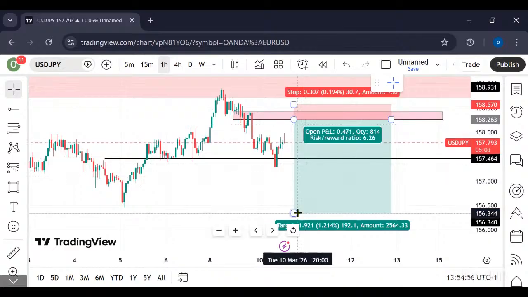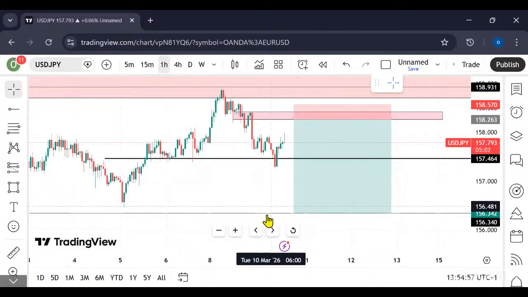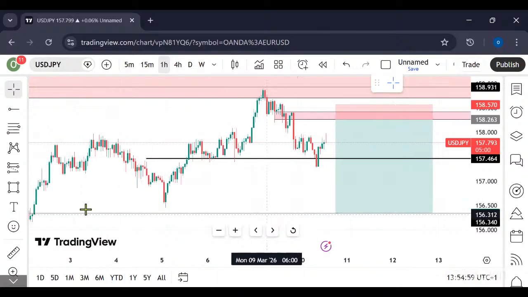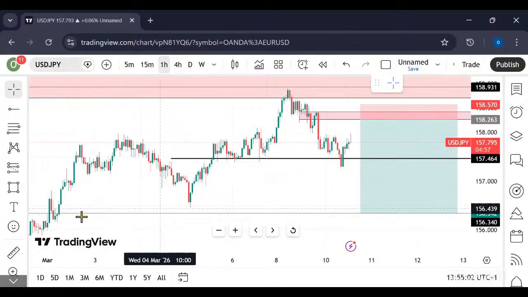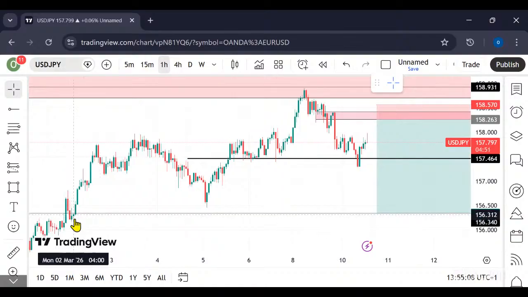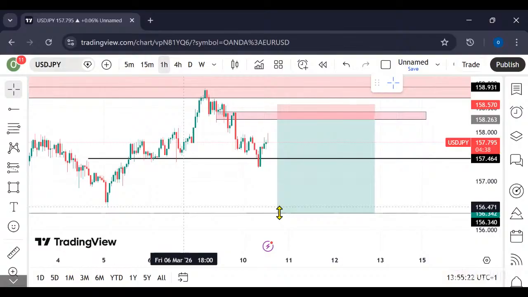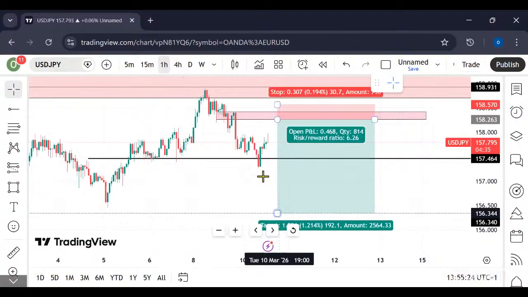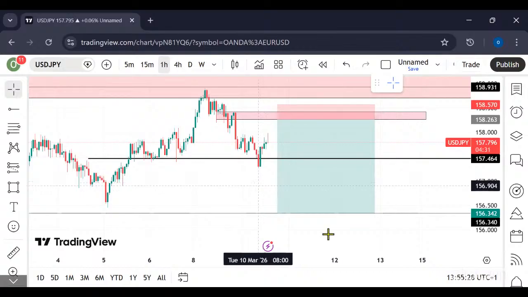And a lot of you might be asking me, why am I targeting this area? The reason why I'm targeting that area is that if you look at here, you will see there's a demand zone here. So there's a high chance that the market is going to react from this demand zone. That is why I put my take profit here. So right now, what we are going to do is chill out.